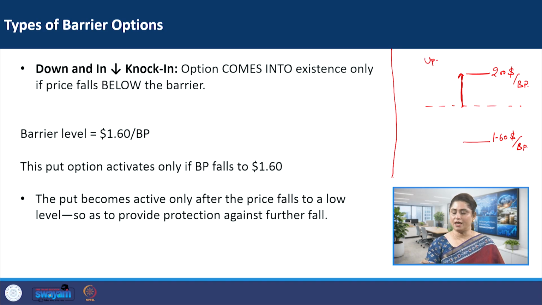Now in up we have two categories, knock-in and knockout. Knock-in means the option starts existing, comes into being, and here the option ceases to exist.